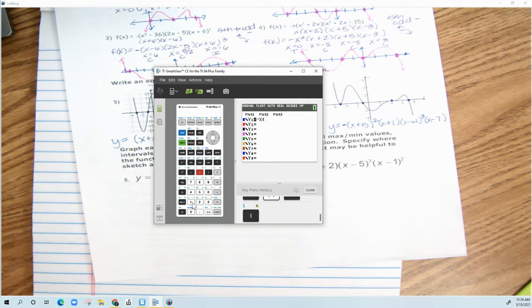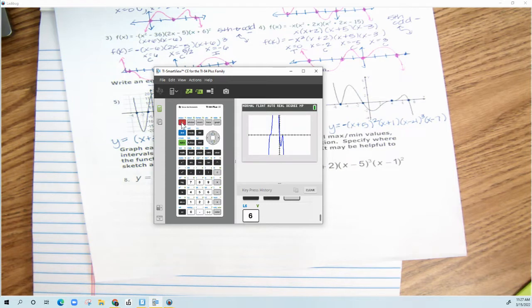negative x times x plus 3 cubed times x minus 1 squared. And then you might have to adjust your window. Zoom 6 is always a good first try. So it looks like I don't need to see a lot of this over here or a lot over there. But most importantly, I need to see where those turns are, because that's where I'm going to get a lot of my answers. So I'm going to go back to my window. It looks like I need to see higher.